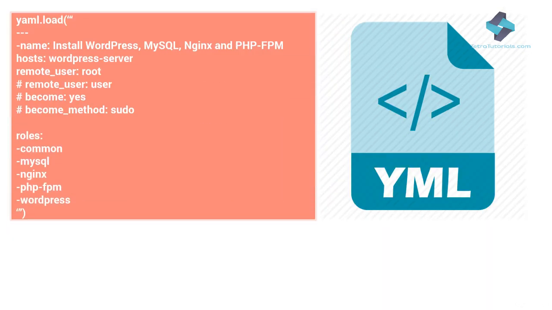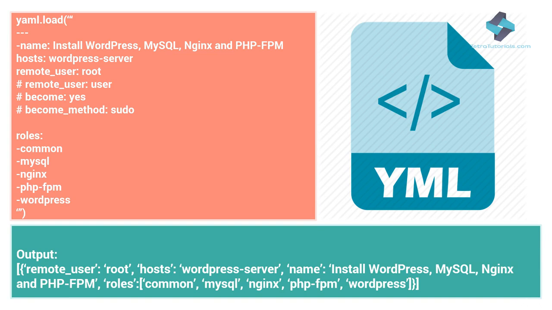Now, moving further, this is the playbook YAML which we reviewed a few moments ago. So if we pass this as a YAML fragment to the Python module, we will get the displayed output. There will be a dictionary with the key remote user and value as root, followed by key hosts and the value as WordPress server, and so on. Here, in the last key, we have roles, which is followed by the value, which is actually a list.